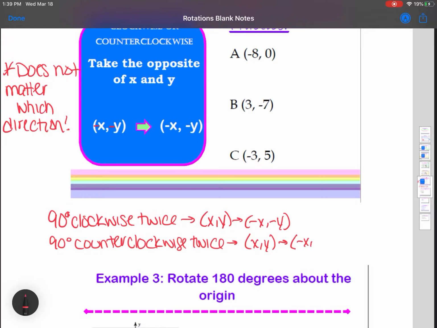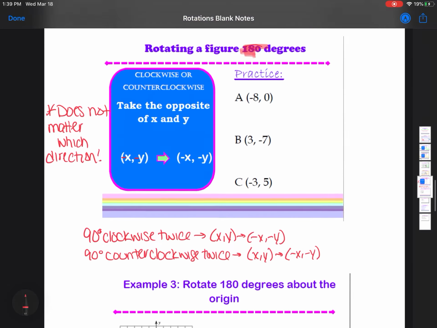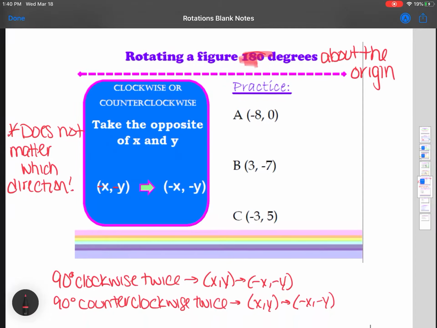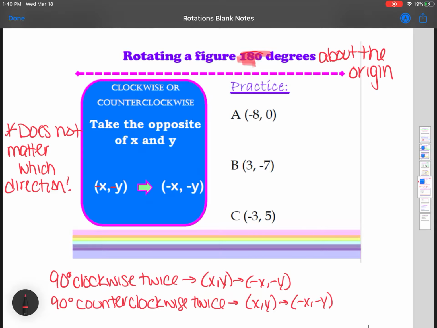A lot of the times it's actually going to say rotate 180 degrees about the origin. Do not worry about those words. It just means we're turning it around 0, 0, because as you go further than pre-algebra, you will be rotating around different points. Okay? So when you see a practice problem, it's going to be 180 degrees about the origin. All right?